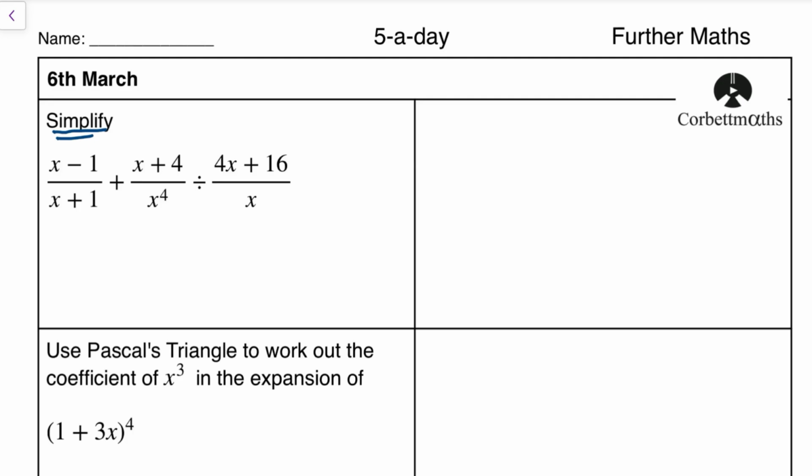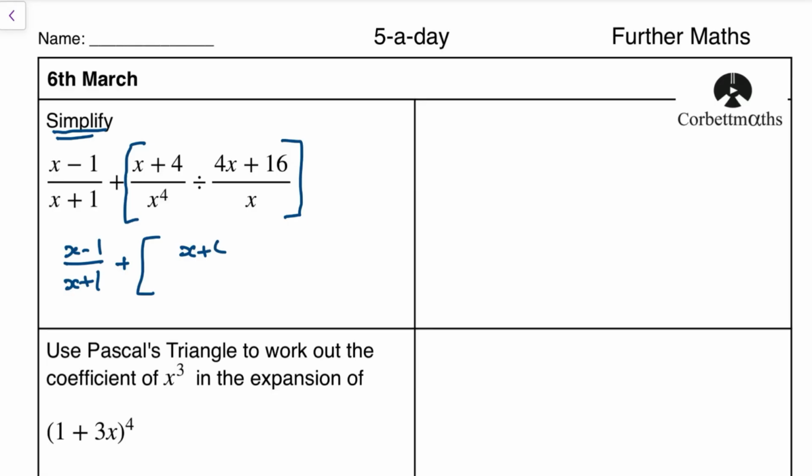I need to think of BIDMAS or BODMAS or PEDMAS or whatever it is you may have learned, which is actually, there's really a secret pair of brackets here, isn't there? Because I need to divide before I add. Okay, so let's do that first. So let's write this down. So I'm going to keep the x minus 1, x plus 1 there, so I don't forget to do it. Then I'm going to add, and I'm going to do the thing inside the bracket.